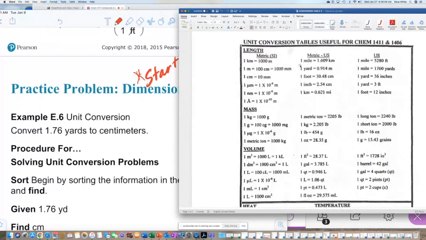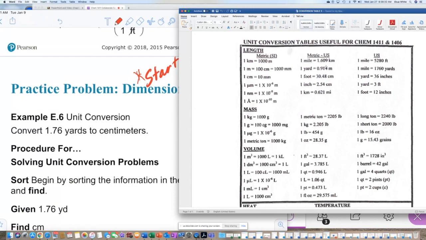Do I see, oh, I see a yard here, but the yard goes with meters, not centimeters. So I keep going just to make sure. I go through here. Do I see yards again? Yes, yards with mile, yards with inches, yards with foot. So I do have how many yards to pick from. I can pick from this yard right here, this, and this. Let me go with the first, okay?